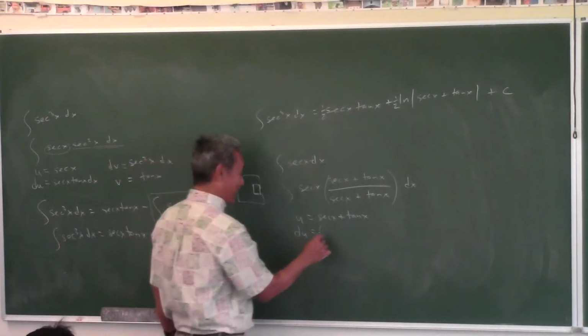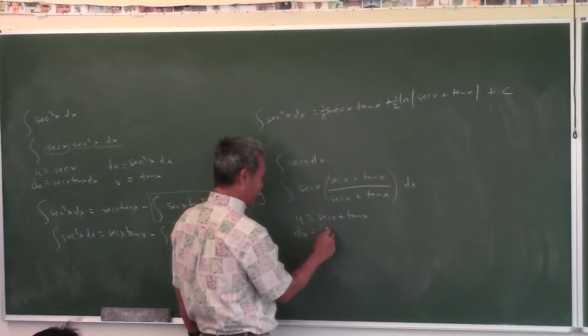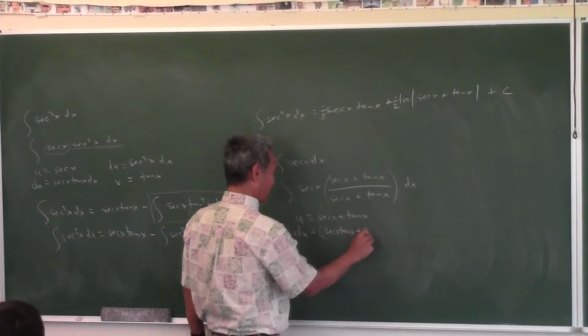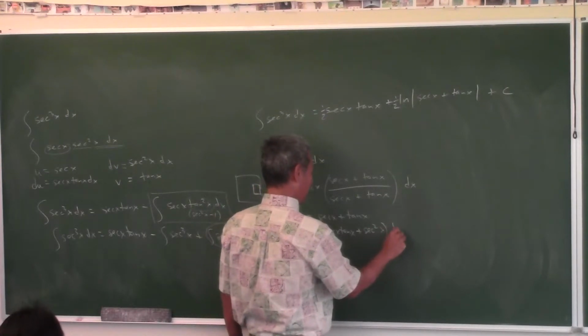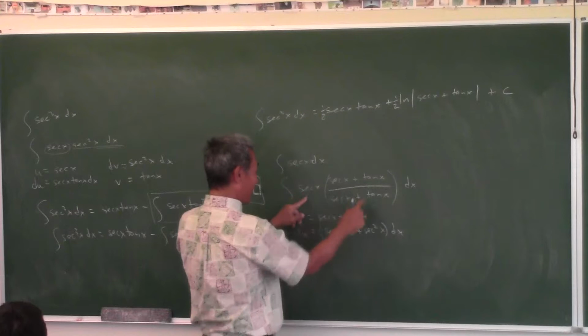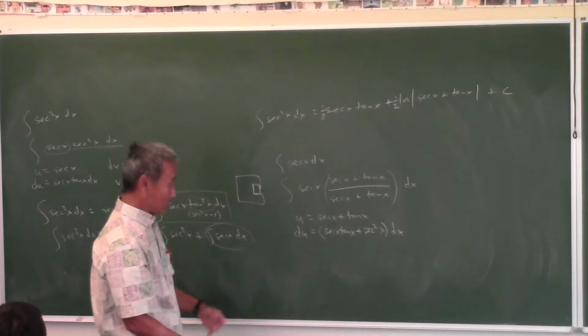Okay, Wang, you had enough time to look at it. Yeah, secant x tangent x plus secant squared x. Okay, now is that good? Yeah, because look, if you distribute the secant to the top, that's that. That's why it works.